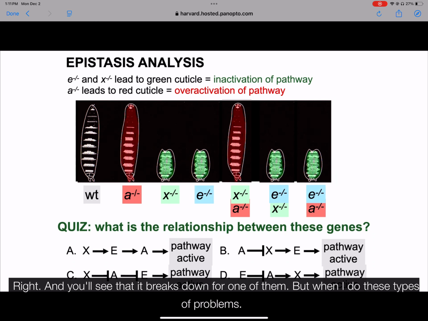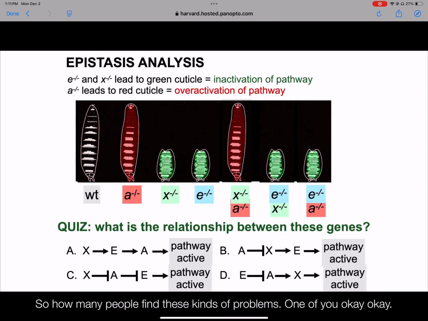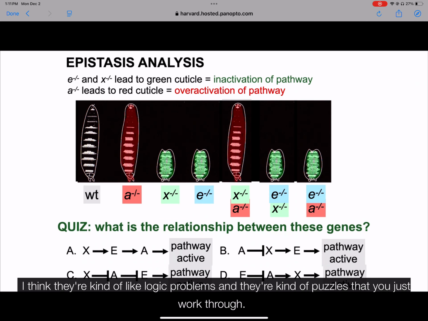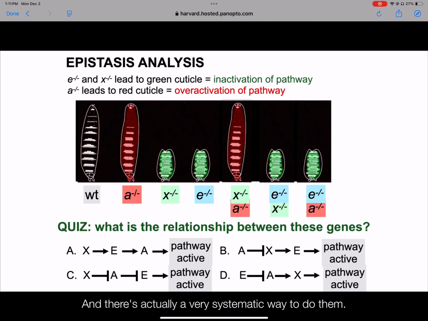And you'll see that it breaks down for one of them. But when I do these types of problems, how many people find these kinds of problems fun? A few? Okay, good. I really like these types of problems. I think they're kind of like logic problems, puzzles that you just work through. And there's actually a very systematic way to do them.